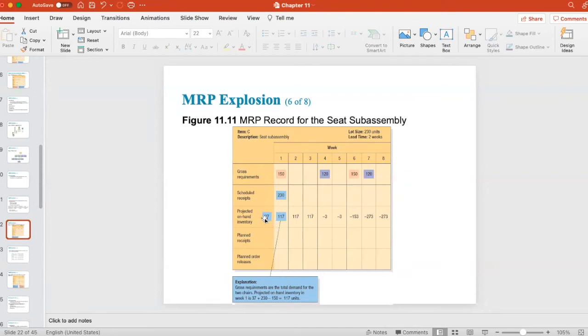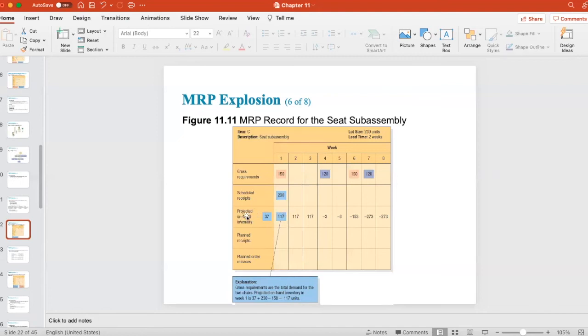So the total amount of inventory available to you for subassembly C will be 37 plus 230. However, you also know that we need 150 units of subassembly C for the further production of ladder back chair. After this week 1's process, what is the ending inventory within your warehouse that is available for further production or further sales? Very simple: you use 37 plus 230, the total amount available to you before you give a certain amount to fit the gross requirement of producing ladder back chair, which is 150. So in order to calculate the ending inventory, you use 37 plus 230 minus 150 to get 117. That's why this ending inventory shown here is 117.